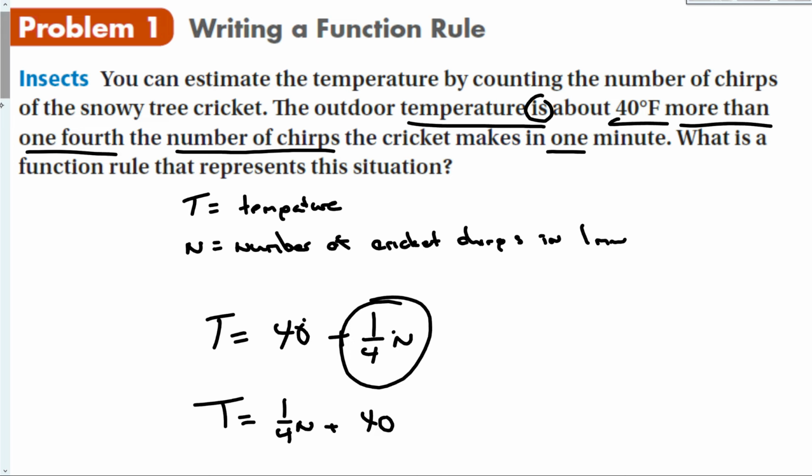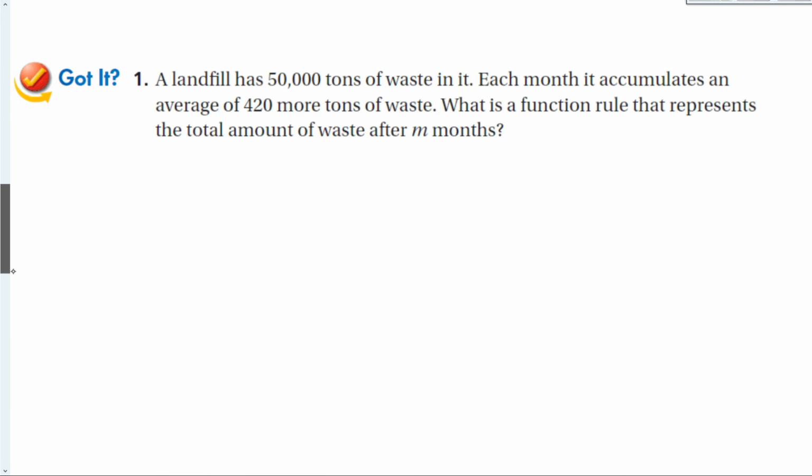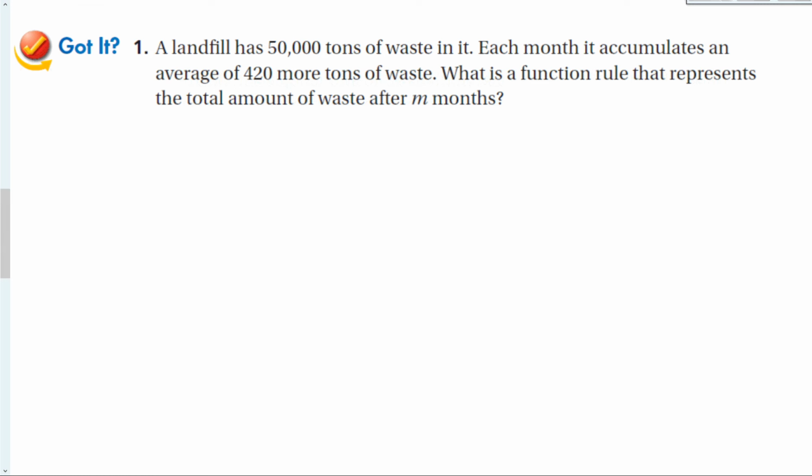Okay, let's try another one, our got it problem. So, a landfill has 50,000 tons of waste in it. Each month, it accumulates an average of 420 more tons of waste. What is a function rule that represents the total amount of waste after m months? So let's use W for waste, M for months.